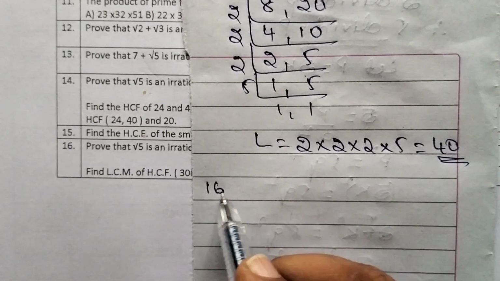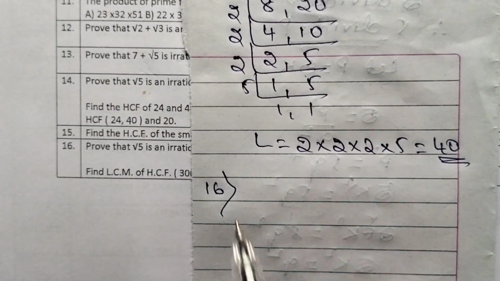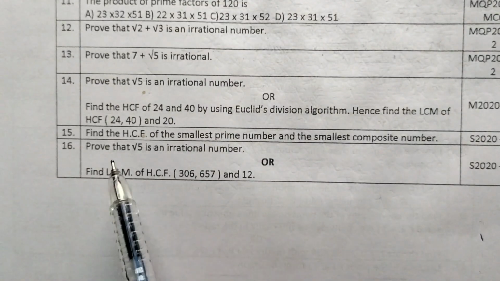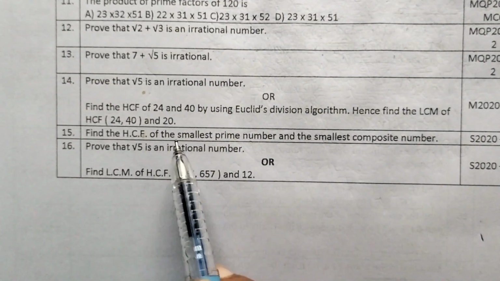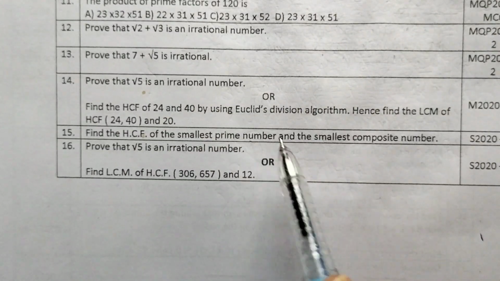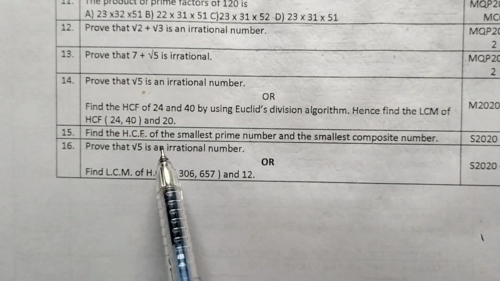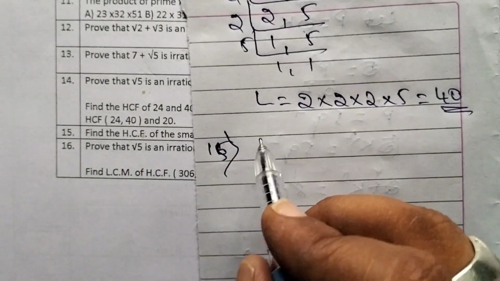So now let us move to the 15th question. The 15th question is: find the HCF of the smallest prime number and the smallest composite number. The smallest prime number is 2.